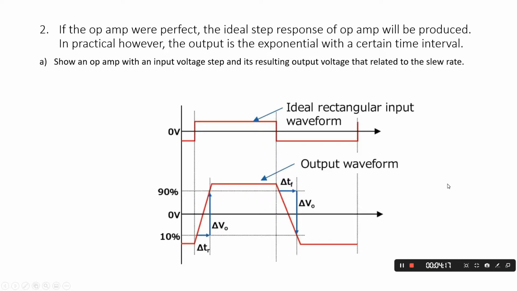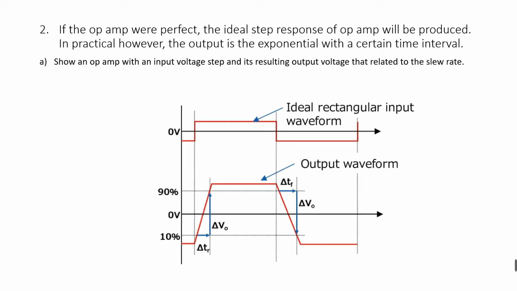Now we continue with the second question. If the OPM were perfect, the ideal step response of OPM we produce. In practical, however, the output is exponential with a certain time interval. So show an OPM with the input step and its resulting output of the slew rate. So in ideal situation, the input we produce a square wave and the output for the slew rate is gonna be slightly slew from the square wave. So we only gonna take 10% to 90% of the total output waveform.